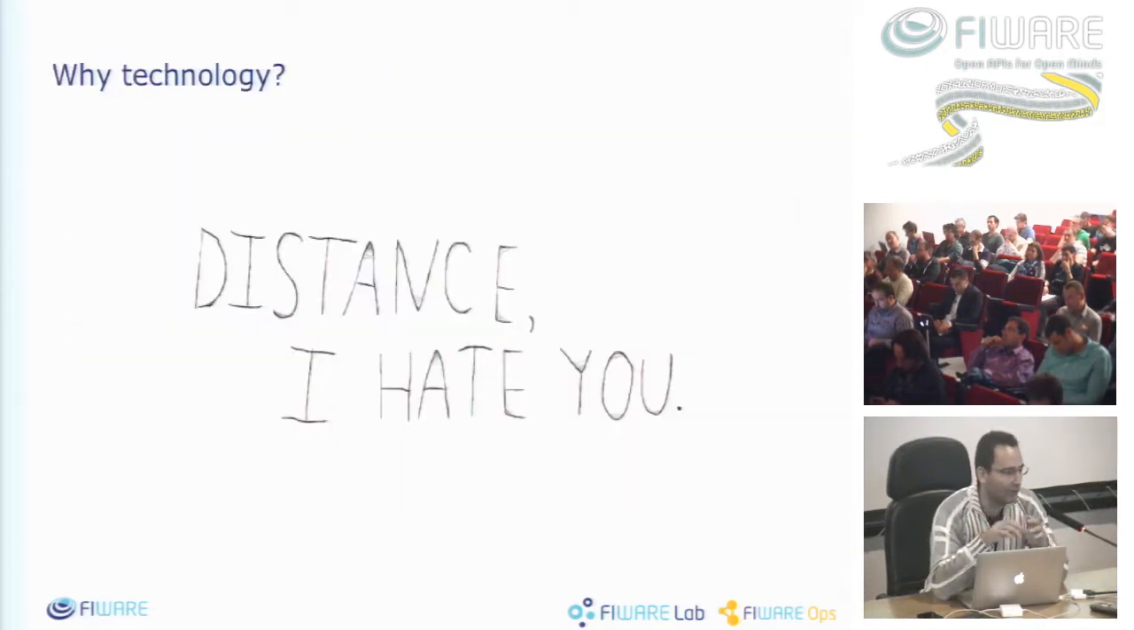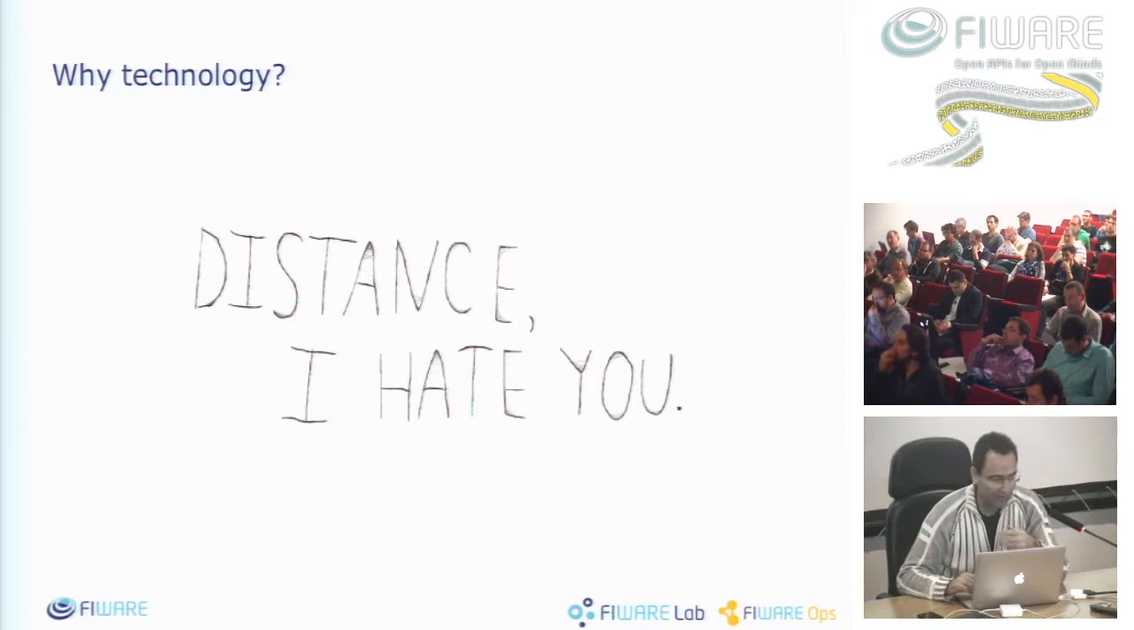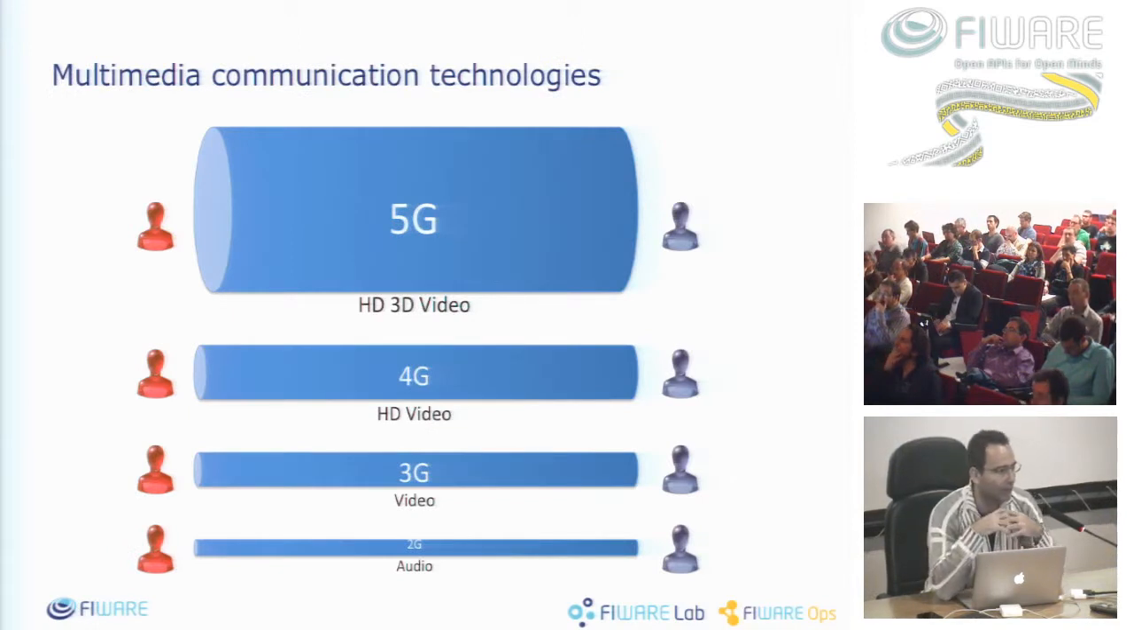So what is the role of technology in communication? Basically, the role of technology is making distance disappear. If we think about a video conference, it's not enhancing the communication; it's just making the distance disappear. And if you look at the evolution of any kind of networking technology, such as mobile networks, you can see that the main evolutions are related to the type of information we can communicate.